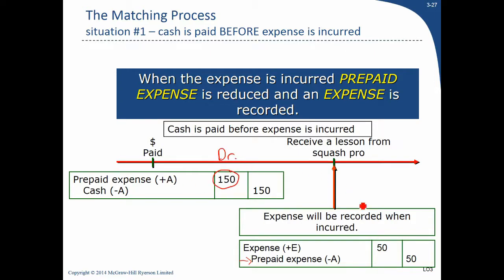This is a debit balance, and what you'll see is that cumulative over time, I'm going to recognize $150 worth of expense. It's just that the time hasn't passed. The service hasn't been provided yet for me to recognize it. So until the time the service is provided, the prepaid expense remains as an asset. I could maybe transfer those lessons, right? I could ask the Squash Pro to refund me. I haven't really used anything yet.